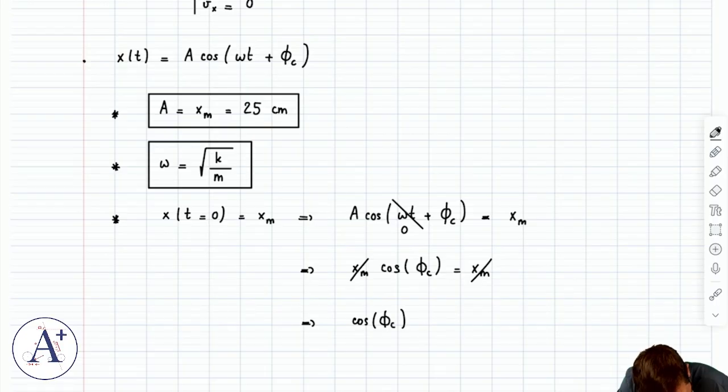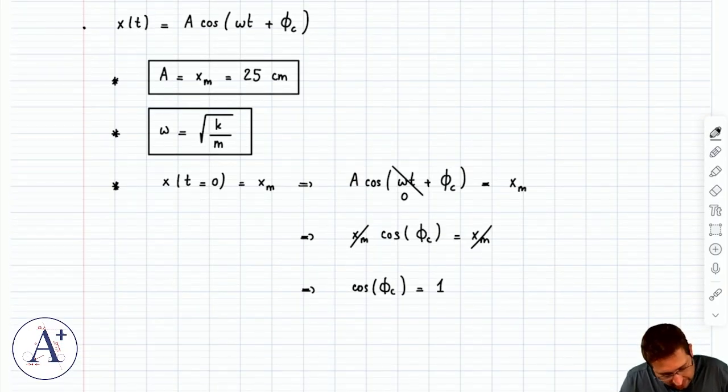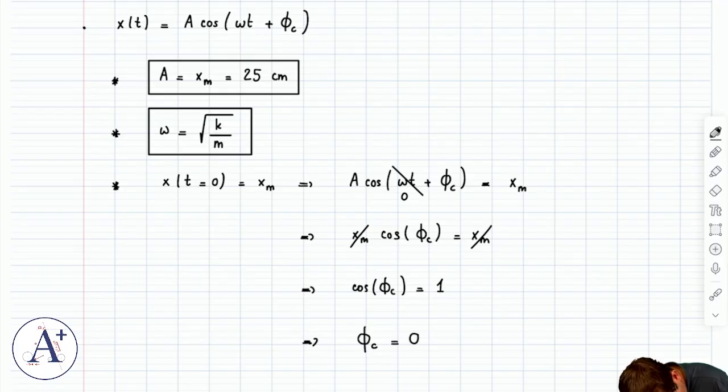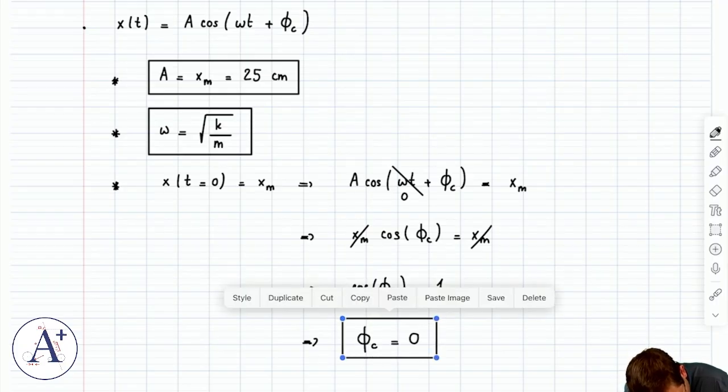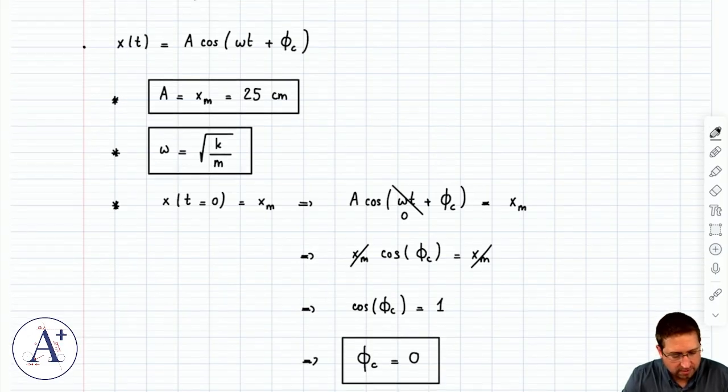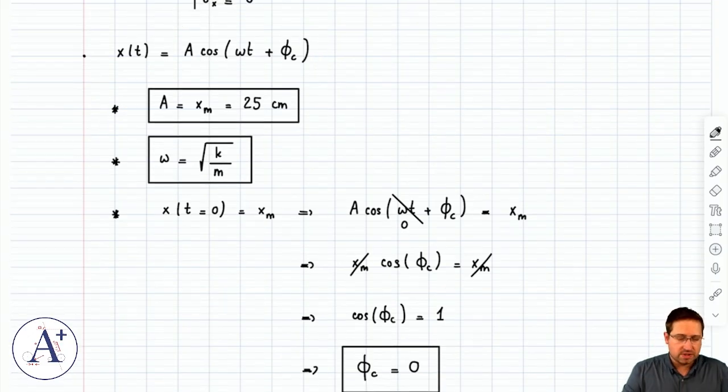and cosine phi is then equal to 1, not 0, please. You divide both sides by xm, you don't get 0 on the right-hand side, you get 1. And that's easy because there's only one angle that has a cosine of 1, and that's 0. So phi sub c is going to be equal to 0. So if I choose cosine, I get phi sub c is equal to 0.